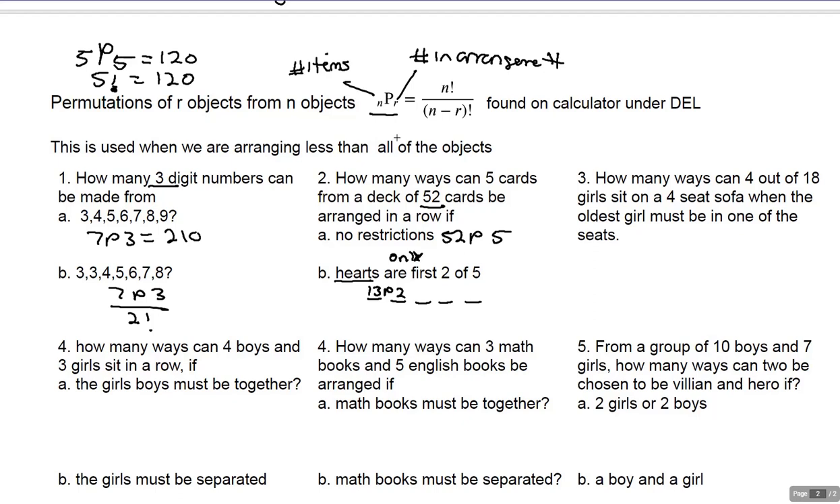Now, I'm not using hearts anymore. So what's left over? What's 52 minus 13? 39. So now I've got 39 cards to choose from. I don't really care who goes where. I'm going to arrange them in groups of what? 3. Because remember, I've already filled in these two spaces. They are hearts. These last 3, they could be clubs, spades, diamonds, I don't care. So to find the ways this can happen, I multiply those 2 together.